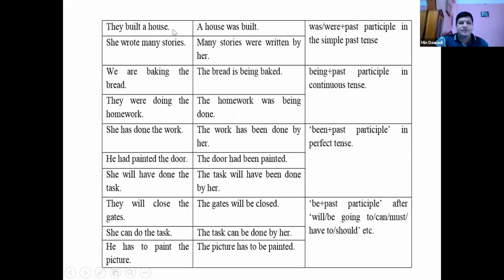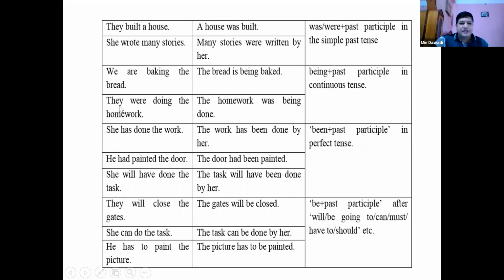They built a house. A house was built by them, you can say. She wrote many stories. Many stories were written by her. This is simple past passive: was, were plus verb 3. We are baking. Just see, this is present continuous. You studied this in class 11 also. In present continuous passive, we use being, B-E-I-N-G, plus verb 3. We are baking the bread. The passive form is: the bread is being baked.